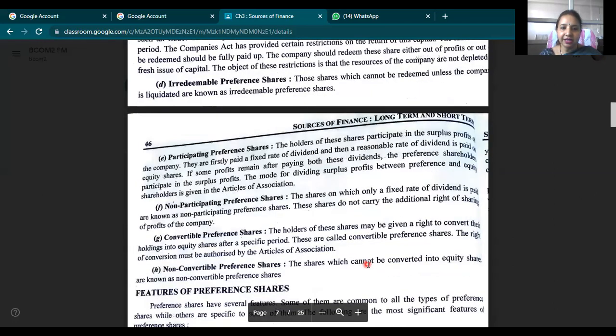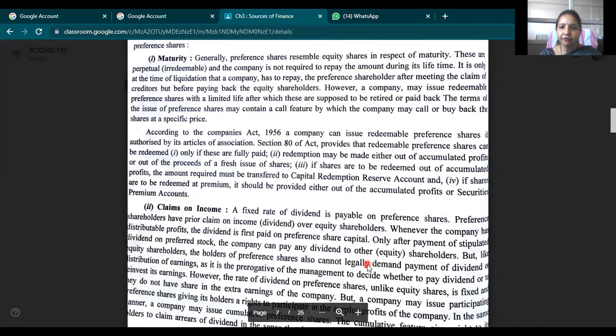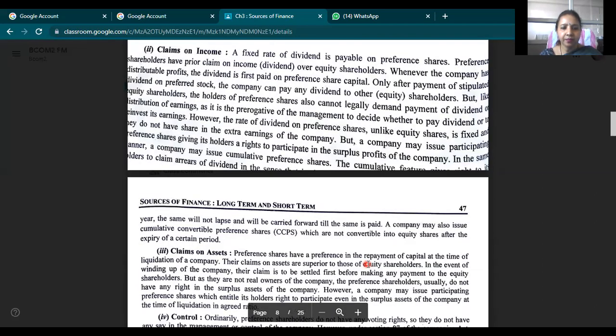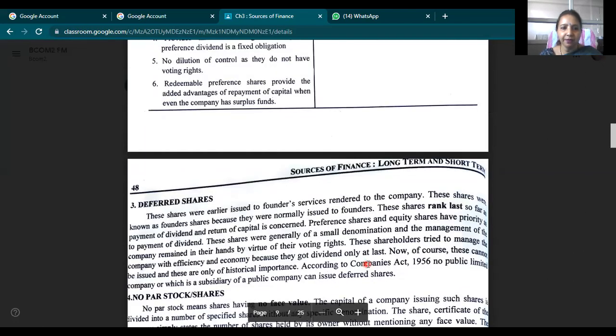Okay, and this is the explanation. Then features, no need to write; it will not be asked. Then see this advantage, disadvantage. It is only for understanding purposes.